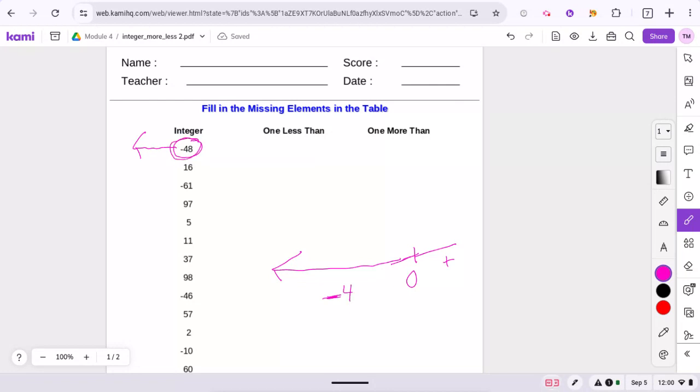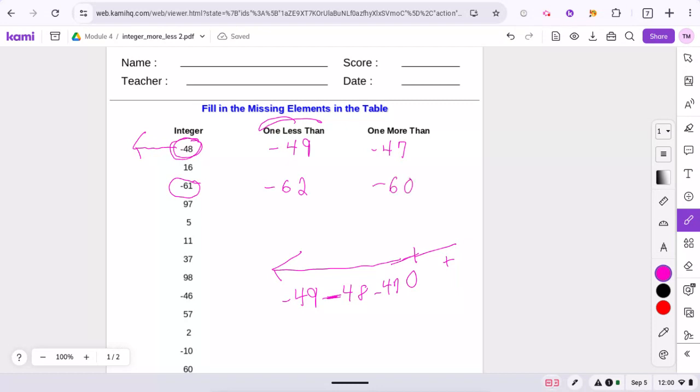If negative 48 was here, negative 49 would be here. So 1 less than negative 48 would be negative 49. If you went to the right, it'd be negative 47. That would be 1 more than. So example for this one, negative 61. 1 less than that would be negative 62. And 1 more would be negative 60.